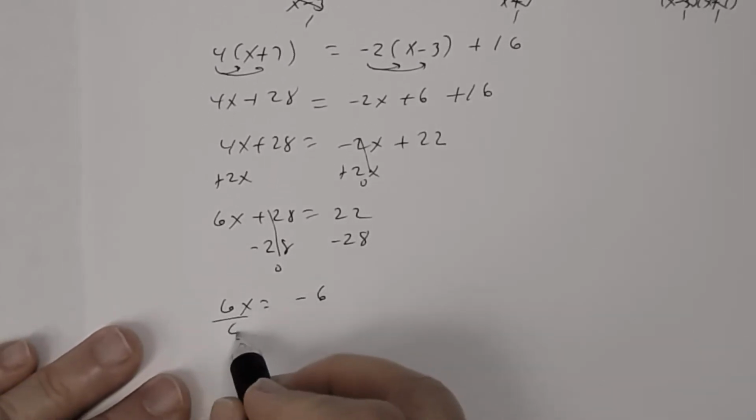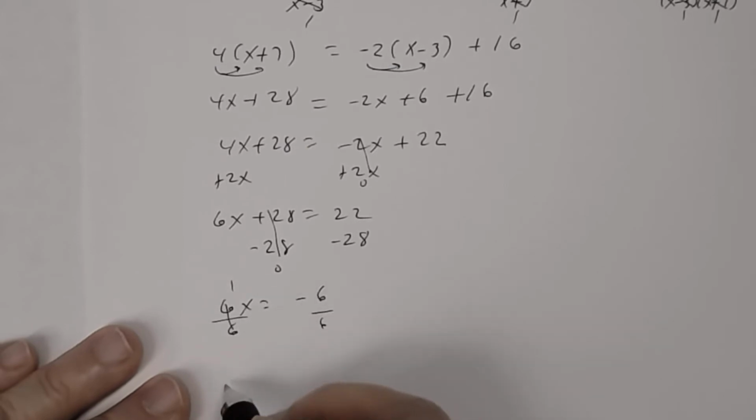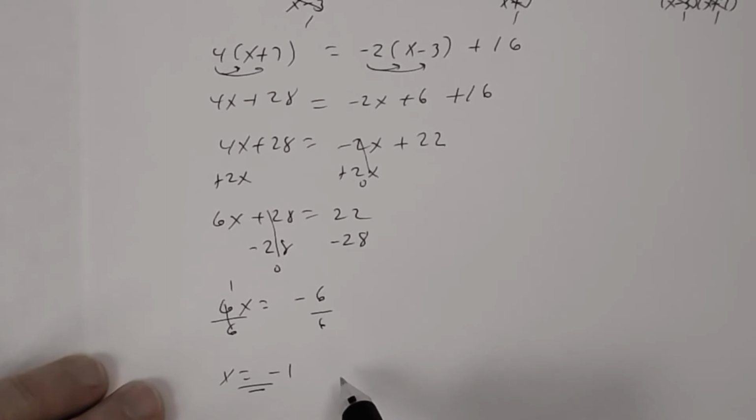Then divide both sides by 6. 6 divided by 6 is 1. 1 times x is x, equal negative 1. Okay? So negative 1 is a solution. So sometimes you call this a proposed solution. So this is a proposed solution.